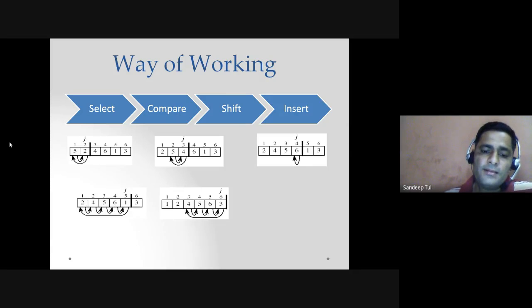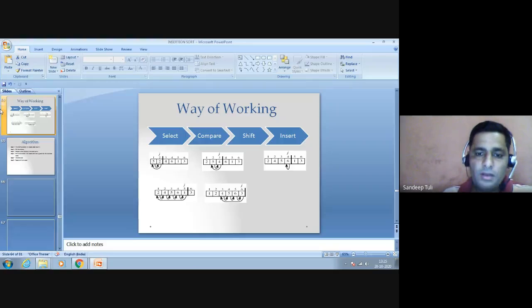Is it okay? This is another example I have taken, where we are trying to select, then compare, then shift, then insert. Okay, so select, compare, shift, and insert. Any doubt till now?